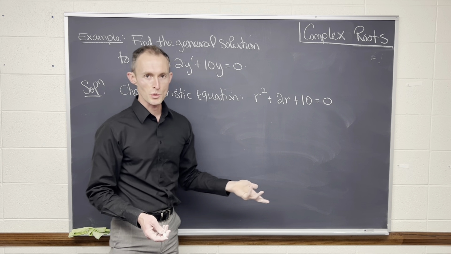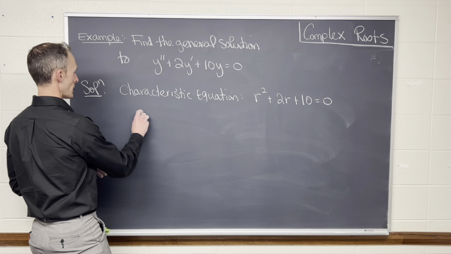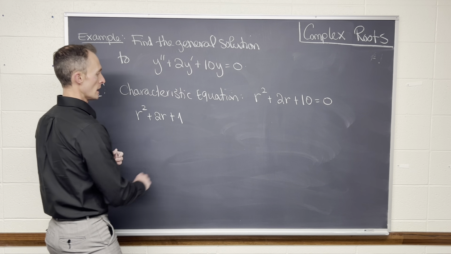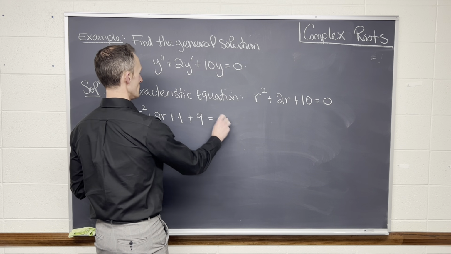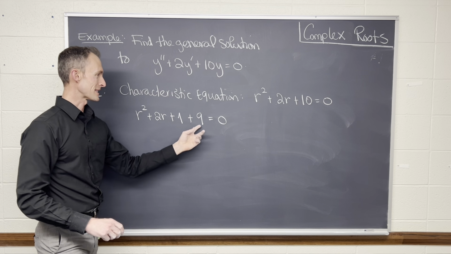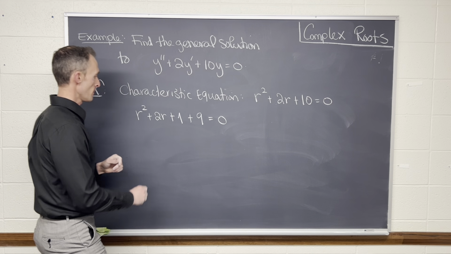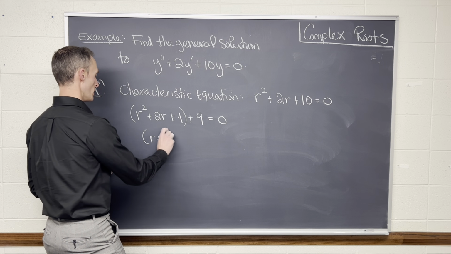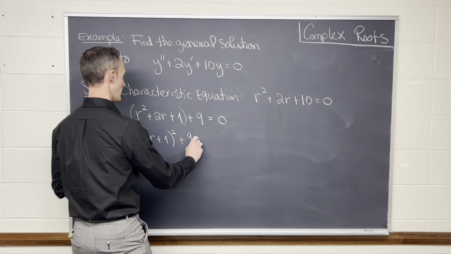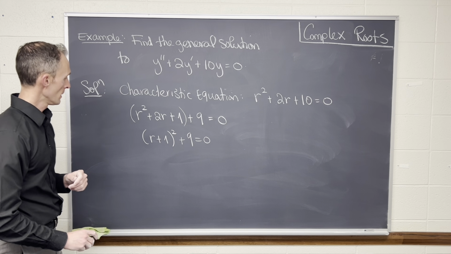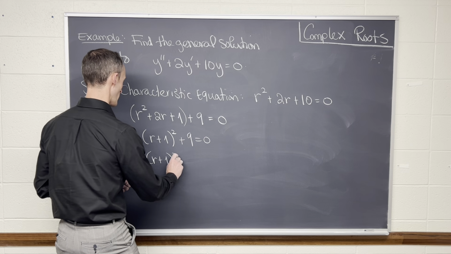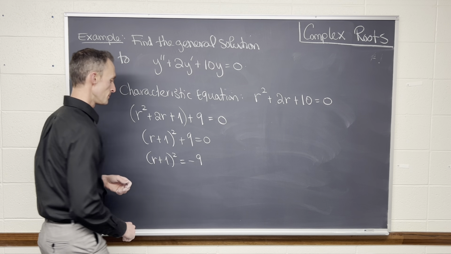So let's just complete the square. How does that look? Well, I'm going to write r squared plus 2r plus 1. And then I'm going to have to add a 9 on that. So 1 plus 9 gives me my 10. Okay? Now I notice this part is a perfect square. That thing looks like r plus 1 squared plus 9 is 0. Okay? So then I move the 9 over. I end up getting r plus 1 squared equals minus 9.